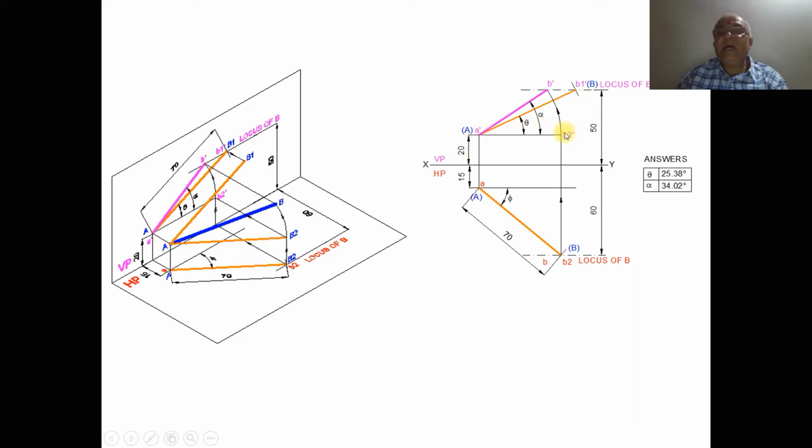Therefore, with A dash as center, taking the radius of A dash B2 dash, you rotate it such that B2 will cut the locus of B here, and you mark this point as B dash, and then join A dash B dash. So this is how you will be able to analyze this, both combined and also individually.